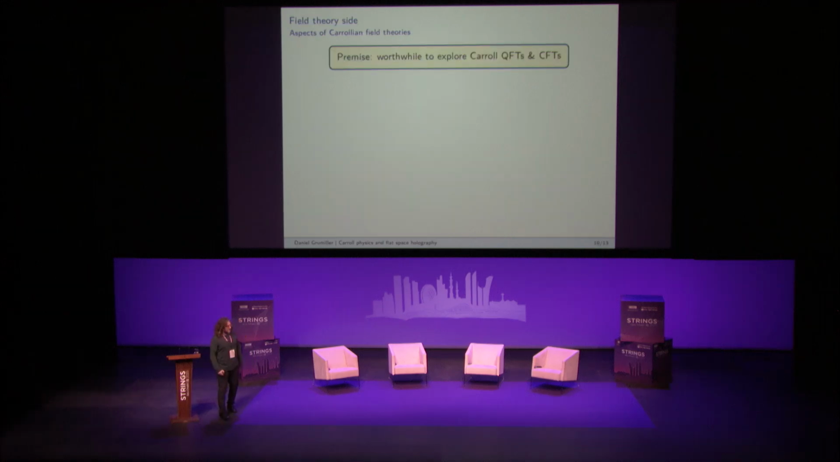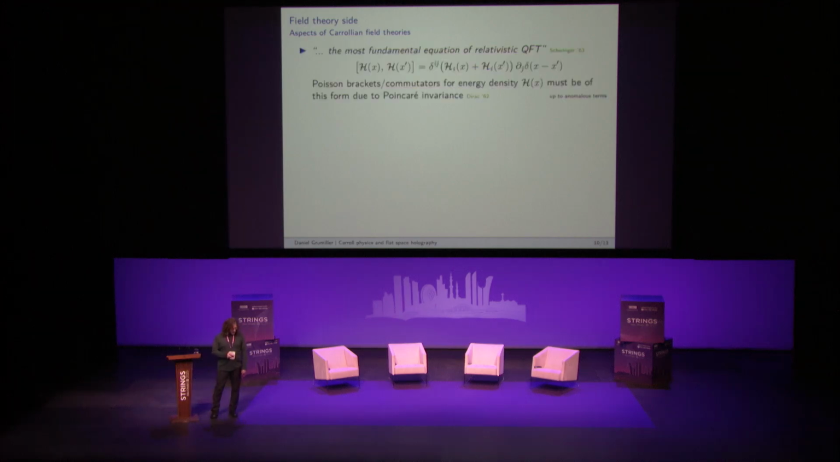So for the last part, I want to move to the field theory side. So the premise of this slide is that it's worthwhile to explore Carrollian quantum field theories and Carrollian CFTs. And I decided to start with an equation that was labeled by Schwinger as the most fundamental equation of relativistic quantum field theory. So it's the commutator of energy densities evaluated at different points. It's given by this expression where h_i are the momentum densities. And as Schwinger and before him Dirac observed, this commutator must be of that form due to Poincare invariance.